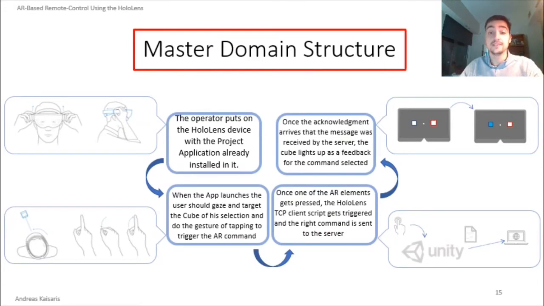The process in this domain begins with the operator wearing the HoloLens headset and launching the project application that is already installed in it. The user can then interact with any of the AR elements using the AirTap gesture, which triggers the HoloLens TCP client script that generates a TCP packet with the control command requested by the user and sends it to the server.